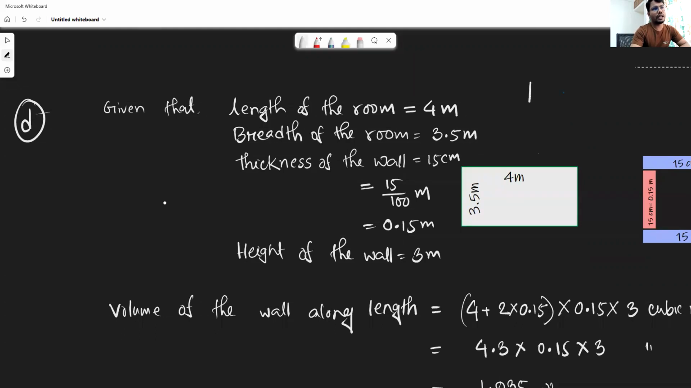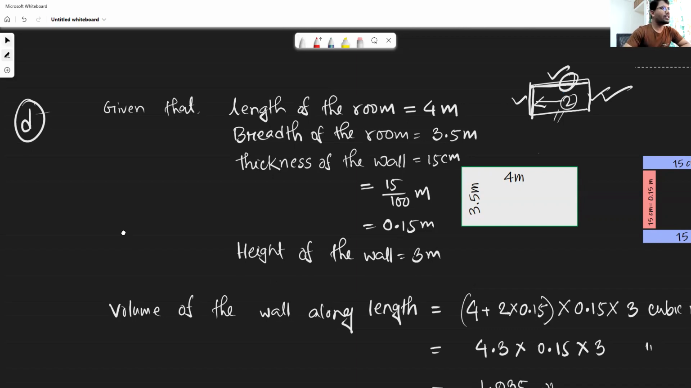So if we consider like this, this is the base of the building or room, this is the length, and this is the breadth. First, we will find the volume of the wall along the length. Then we will find the volume of the wall along the breadth. So if we multiply this one by 2, we will also get this one.